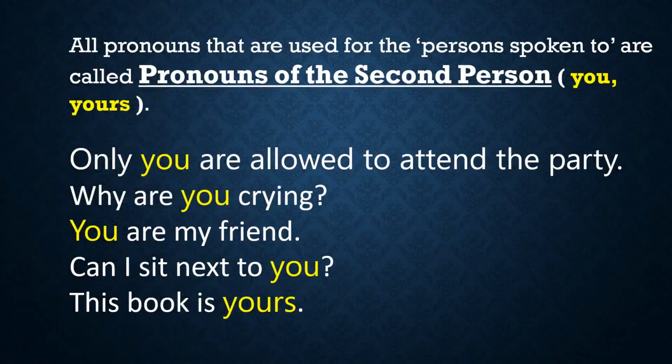All pronouns that are used for the persons spoken to are called pronouns of the second person. Only you are allowed to attend the party. Why are you crying? You are my friend. Can I sit next to you? This book is yours. In the above sentences, you and yours are the personal pronouns of the second person.